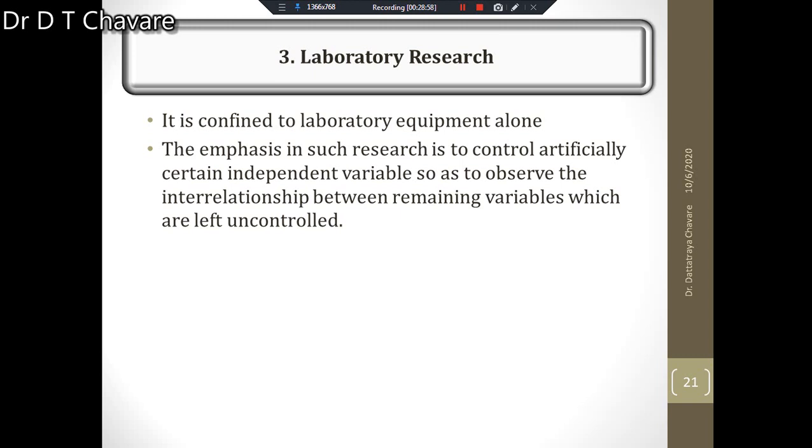It is confined to the laboratory equipment alone. Such research emphasizes artificially controlling certain independent variables so as to observe the interrelationship between the remaining variables which are left uncontrolled. In this way, this type of research is conducted. What is it? Laboratory research.